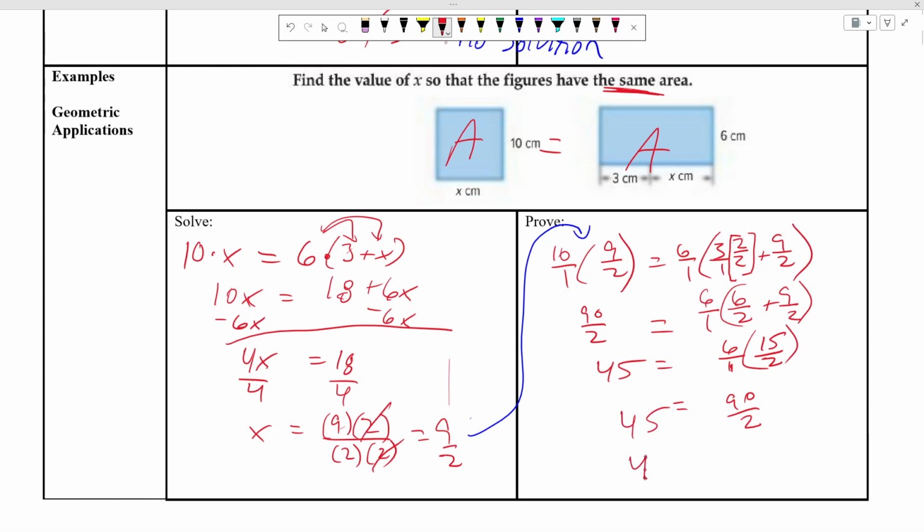Okay, and then I have the grand finale here. 45 equals 45. Guys, this is, without a shadow of a doubt, true. 45 equals 45, that's true. So therefore, x is indeed 9 halves.